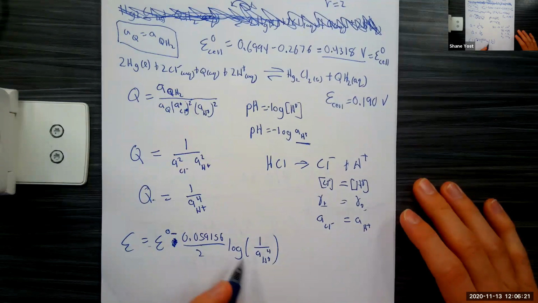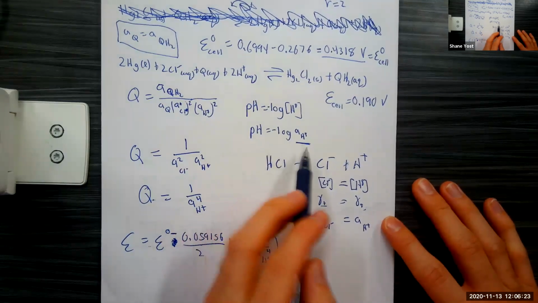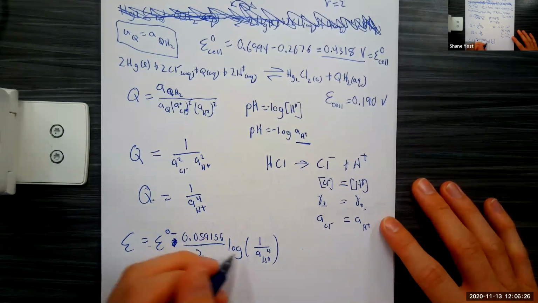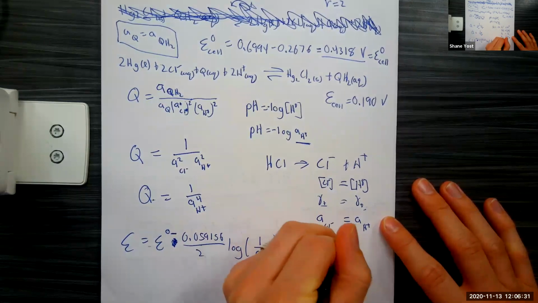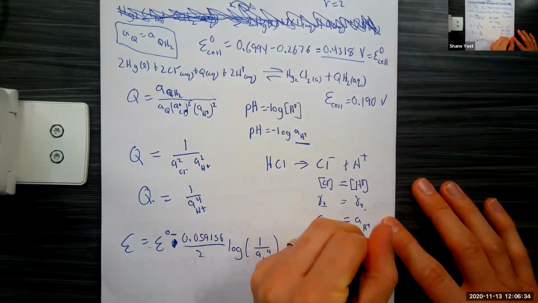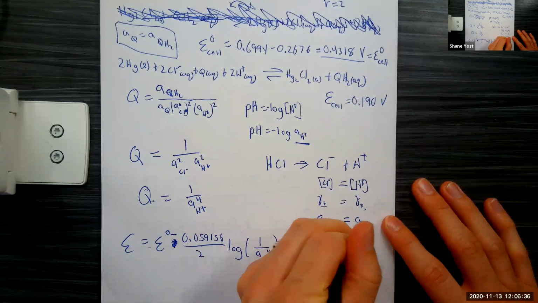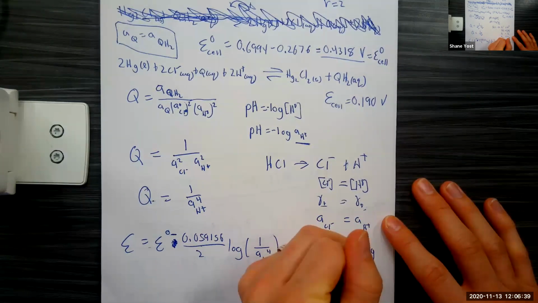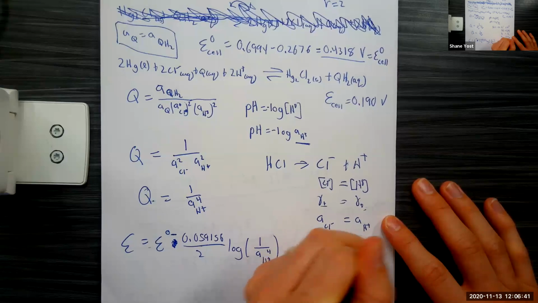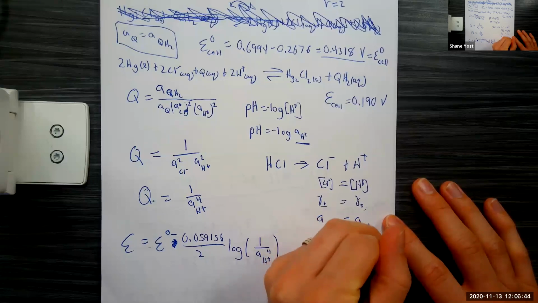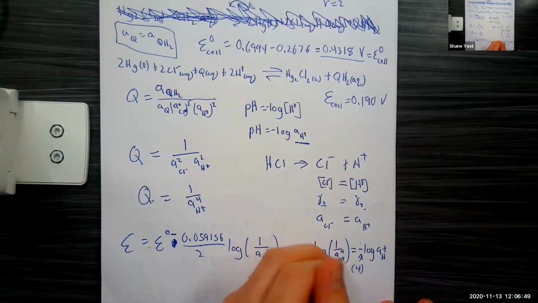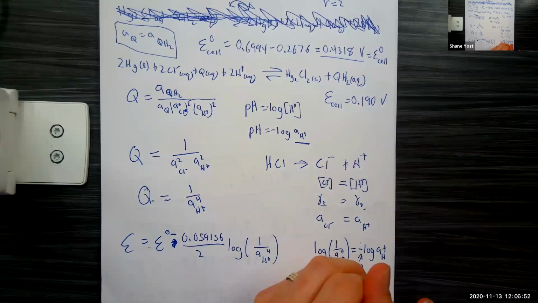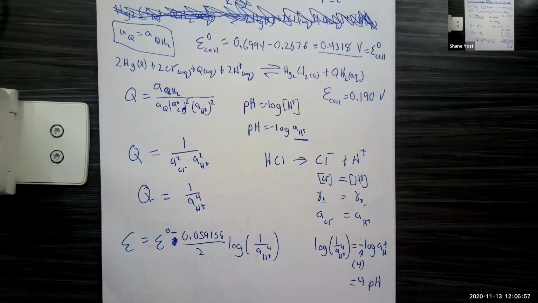Now, again, using the fact that the pH is related to the negative log of H plus, the log of 1 over the activity of H plus to the 4th is equal to negative log times 4 of the activity of H plus. So the log of 1 over the activity of H plus to the 4th is just going to equal 4 times the pH.